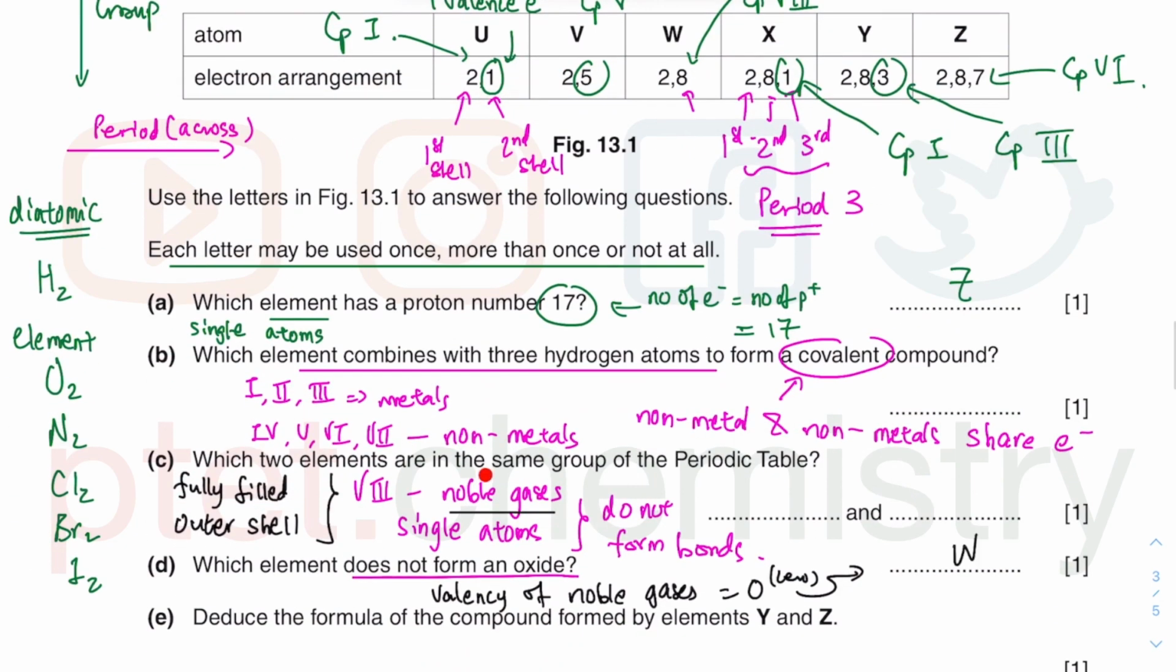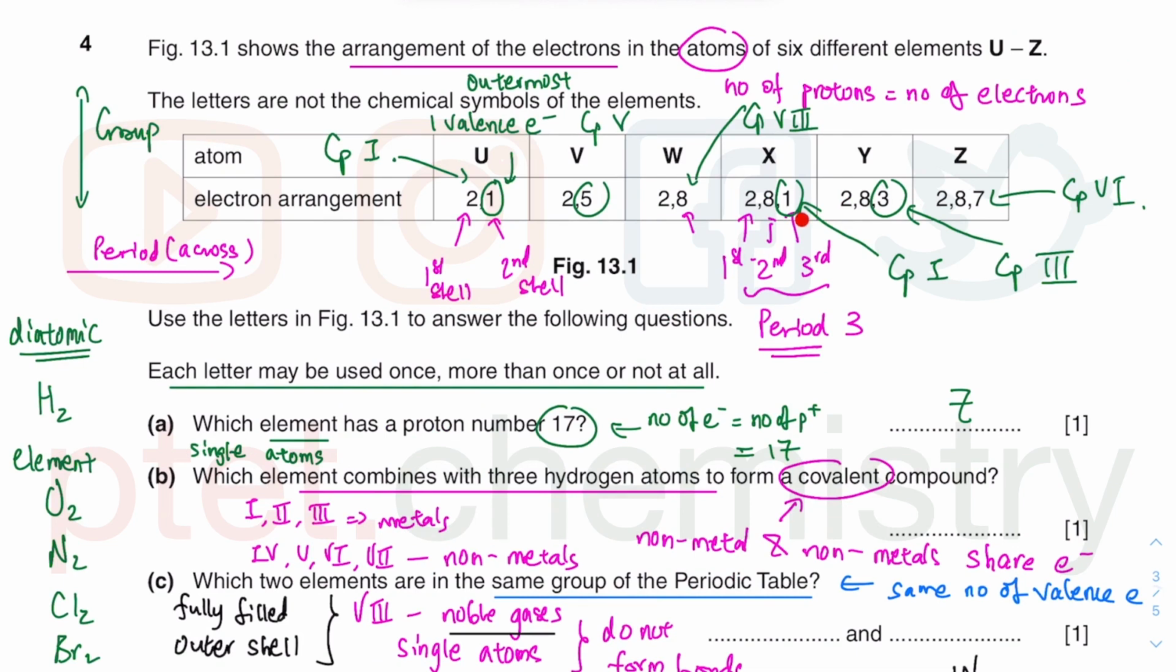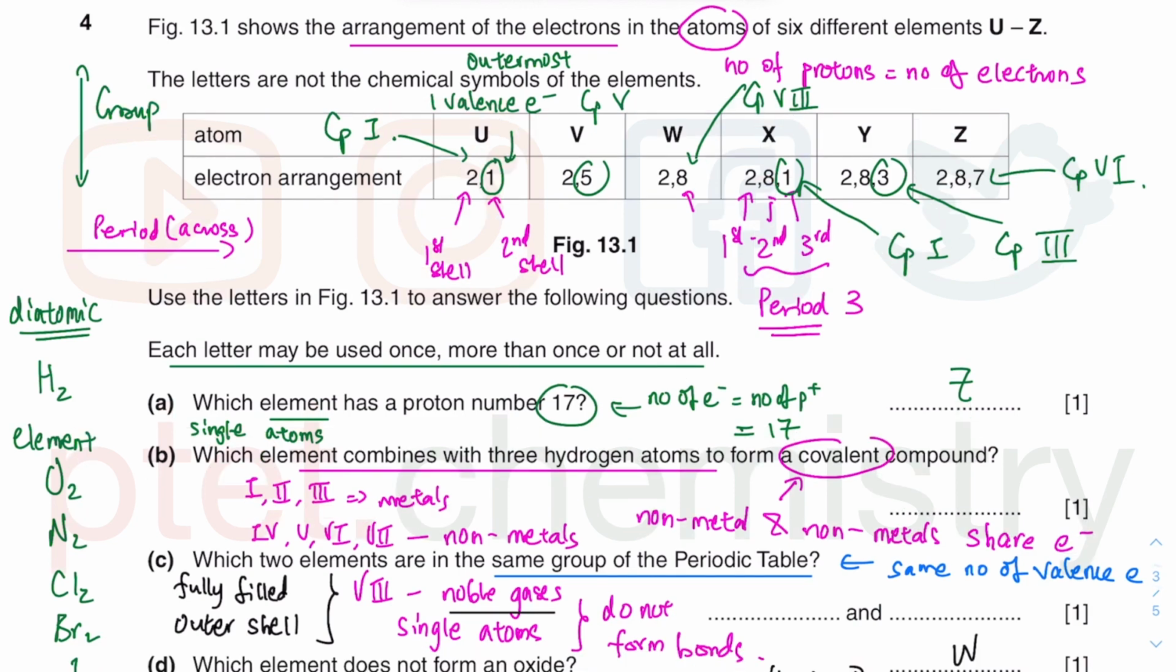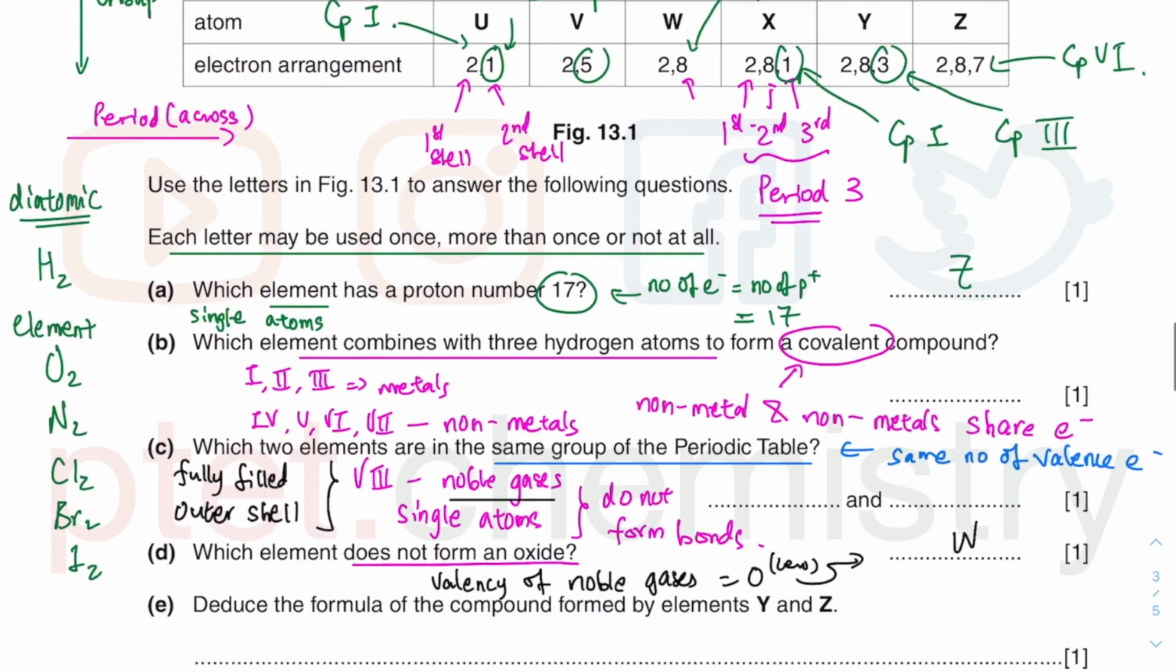Going back to the previous questions, they want the same group. Same group means same number of outermost shell electrons, because they're in the same group. So group 1 as well as group 1, you can see one outer shell electron. This is period 3. First row, second row, third row of the periodic table. Each row is called a period, but they are group 1 because they have one outer shell electron. They're in the same group there. So U and X are in the same group.